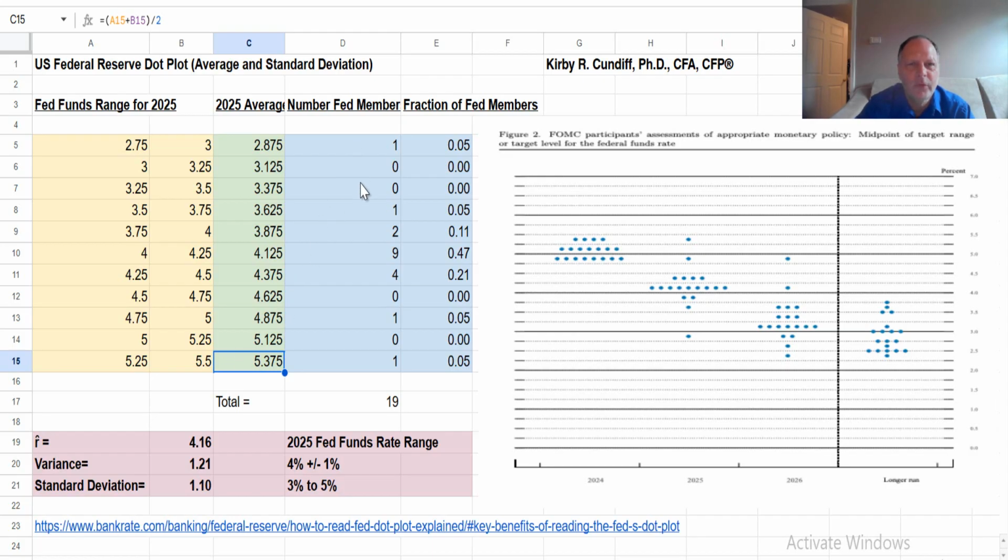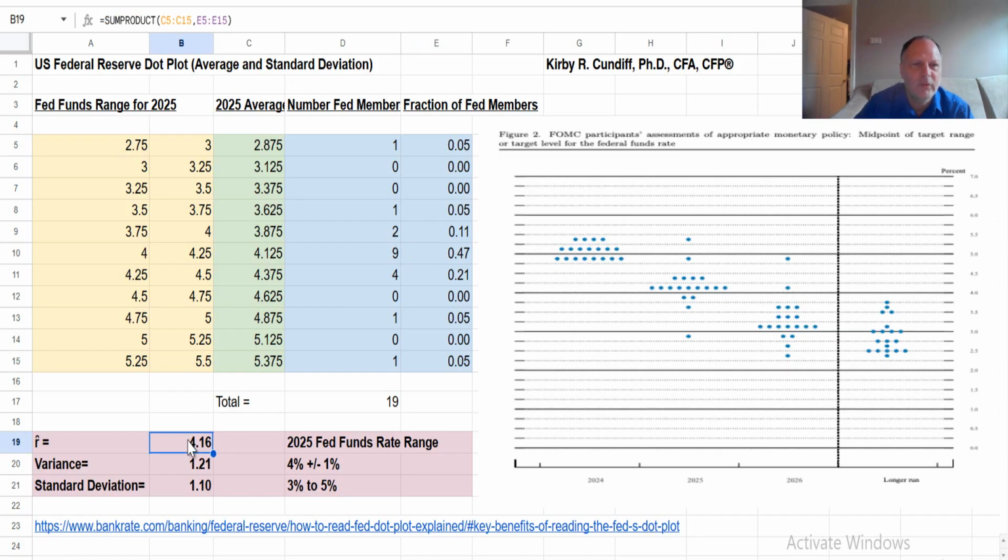So we label the number of each officials that believe this will be the case, and then we take that number, for example, 1 divided by 19 gives us a 5% probability of interest rates having an average of 2.875%. Whereas the biggest grouping here comes from 9, or D10 divided by D17, to give us a 47% chance that federal officials believe interest rates will be around 4.125%.